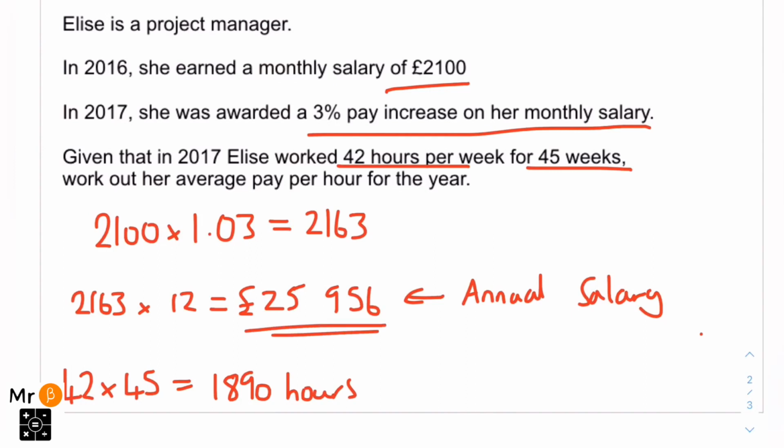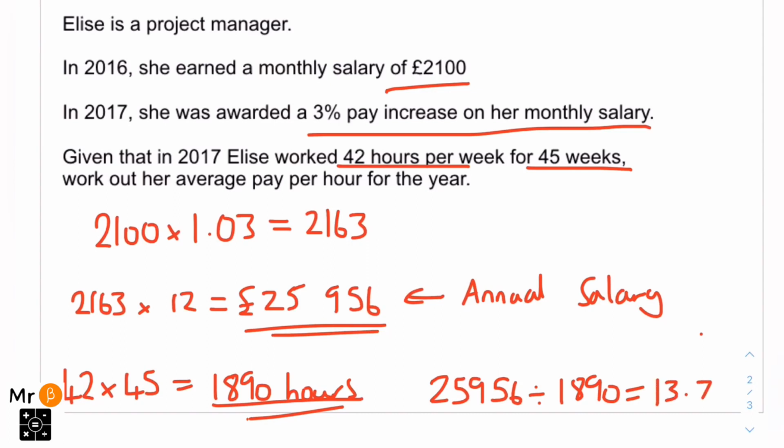Her total salary is this 25,956. If we divide that by the amount of hours she's worked, you will get her average pay per hour for the year, and that comes out to 13.73 recurring. So she would be getting, on average, £13.73.